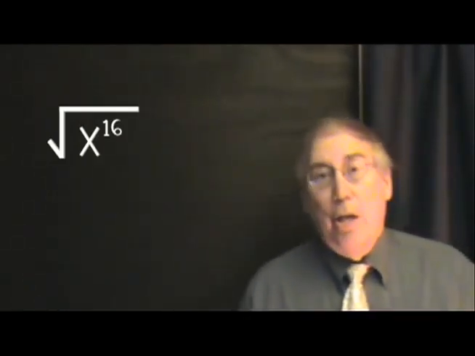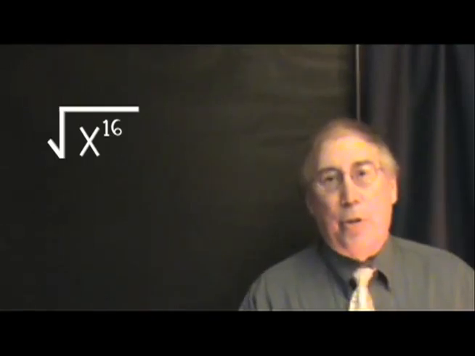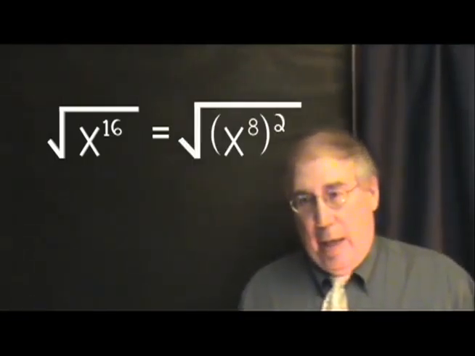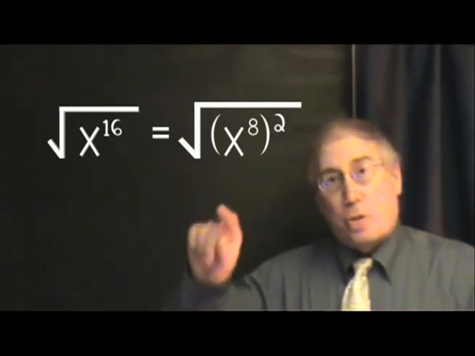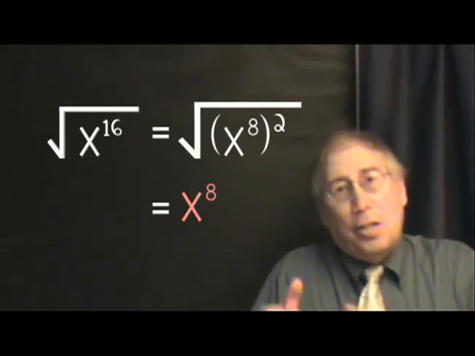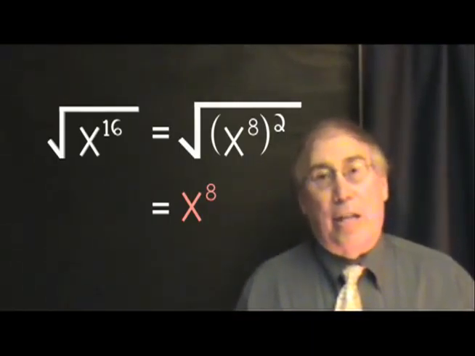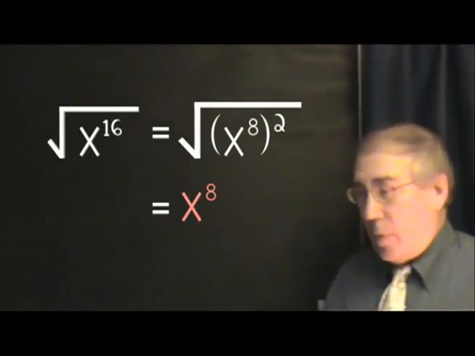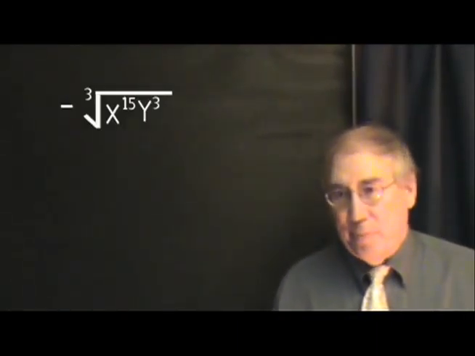Next problem here, square root. Looking for squares again. Now that x to the 16th can be rewritten as x to the 8th squared. So we can pull out an x to the 8th. You see, x to the 8th times x to the 8th is x to the 16th. So that's our answer for that one.